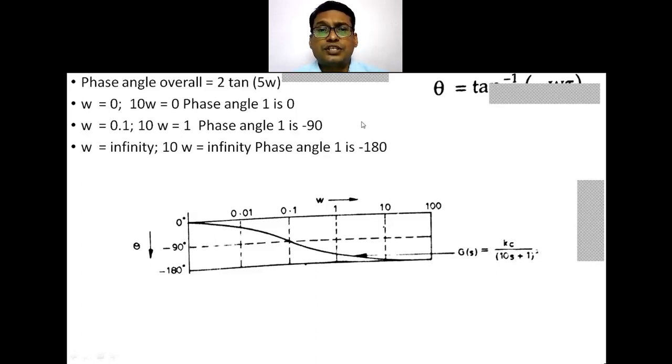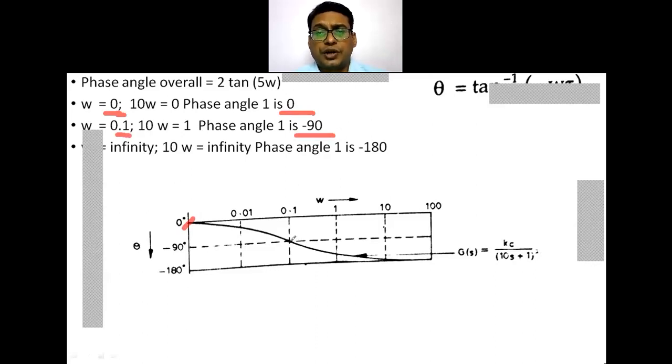That is, first is omega equal to 0, the phase angle is 0. I will get this point. Then the second point, 0.1 omega with minus 90 value. And the third point, that is infinity and minus 180, I will get the third point.